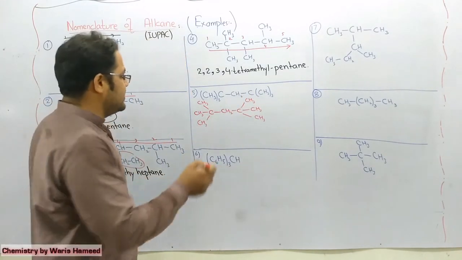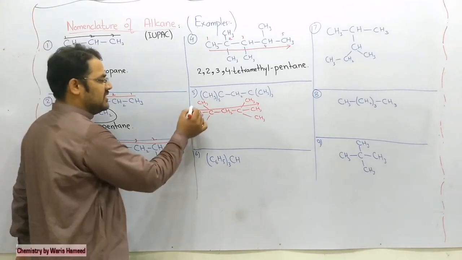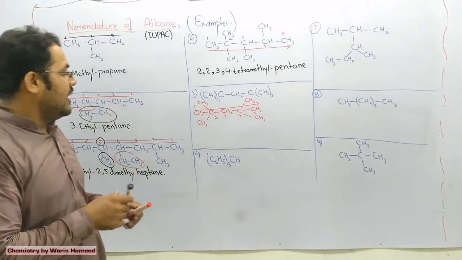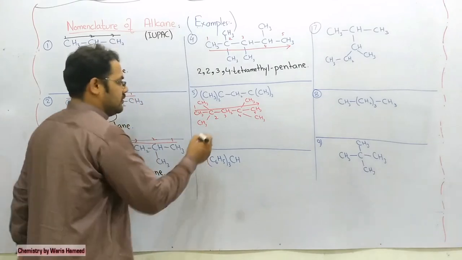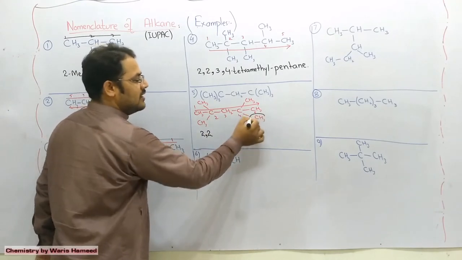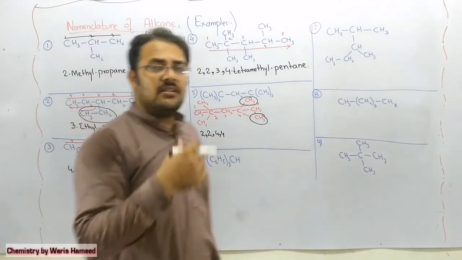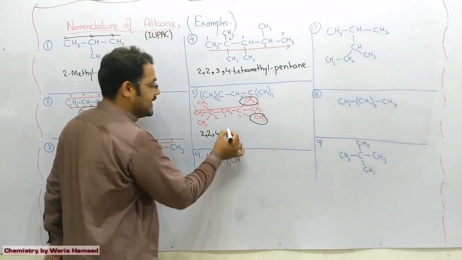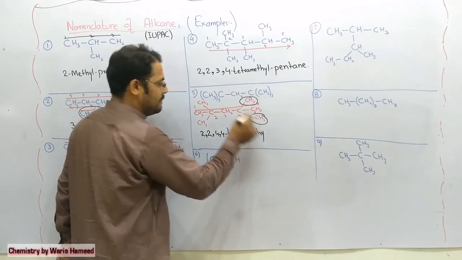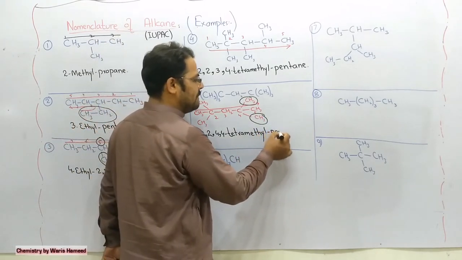Now we have to select the longest chain. It is the longest chain present in this hydrocarbon. And numbering from this side: first, second, third, fourth, fifth. Now assign the positions to the substituents, and all substituents are methyl groups. On carbon 2, there are 2 methyl groups, so writing 2 and 2. On carbon 4, there are 2 more methyl groups, 4 and 4. Actually, there are a total of 4 methyl groups, so we will write tetramethyl. And the parent chain has 5 carbon atoms, so it's tetramethyl pentane.